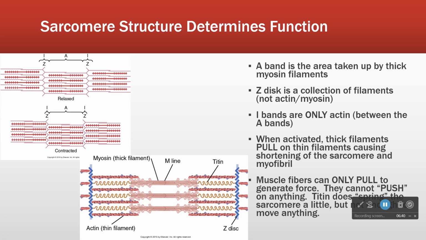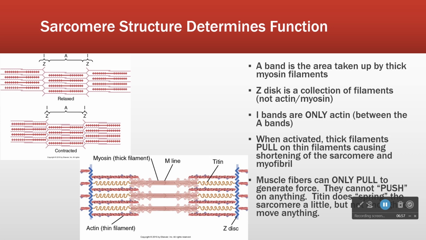Now, why these funny names? When you look at this under an electron microscope, you can see these areas. Like the A bands are almost dark black. The I bands are significantly lighter, right? So we can see the distinction.